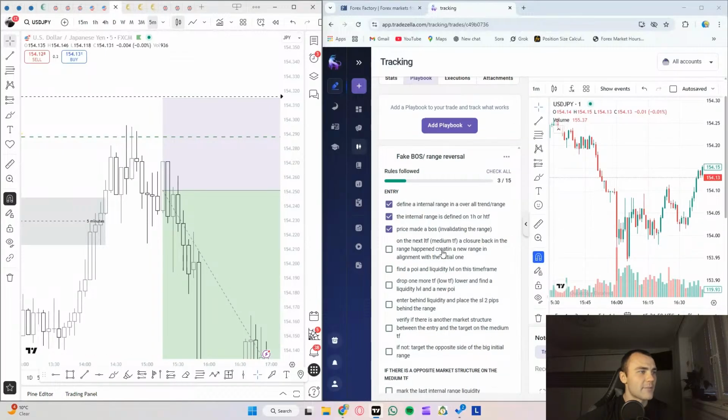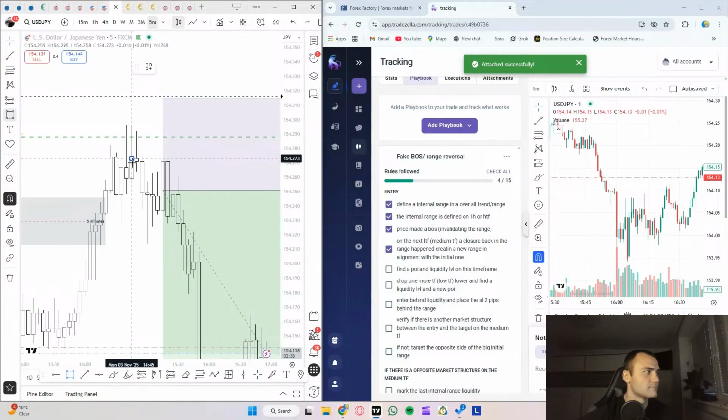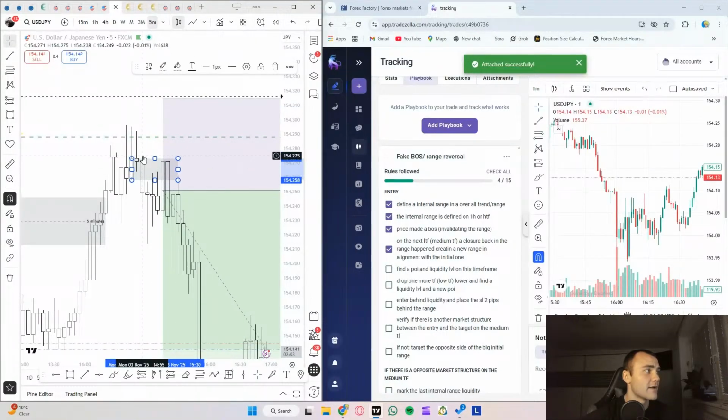A closure back in the range happened, creating a new range in alignment with the initial one. Checked. Right? Find the POI, this order block basically, which is also in alignment with the imbalance. Also the imbalance stop loss above could have, like, what you want to see, you don't want to see imbalances inverted, right? You don't want to see a closure. Basically you have seen it, but yeah, it is what it is. The order block was still held, the high of the imbalance, the candle that has made the imbalance was still in place, so POI checked.